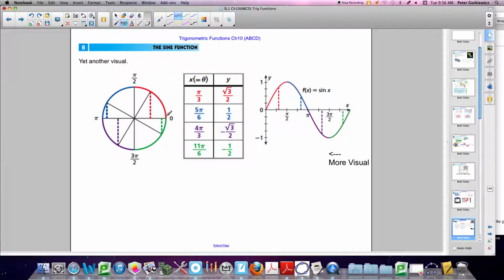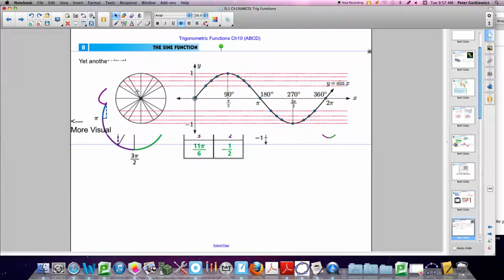Yet another visual, if you break this into pieces, see this steeper piece right here? Let's do it in purple. This steeper piece of the unit circle is this piece. And then this more flat piece we've broken apart, and it's this piece, right? And then we have the flat part of this, the steep part of this right here. And so we're just kind of breaking this unit circle into pieces and assembling it into sort of a more linear pattern. Cool?